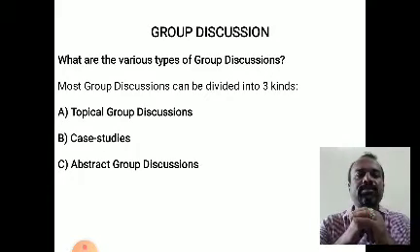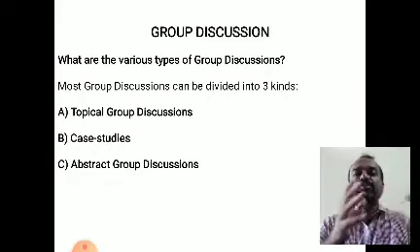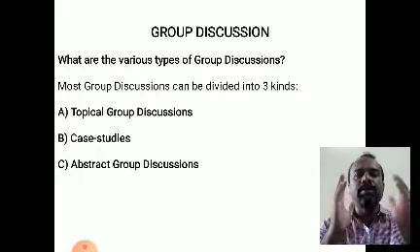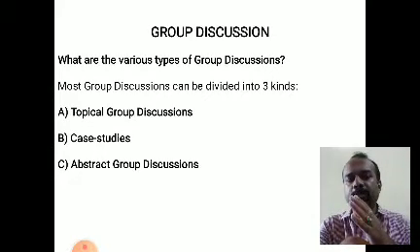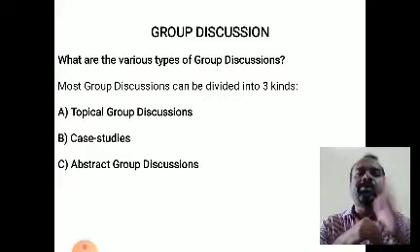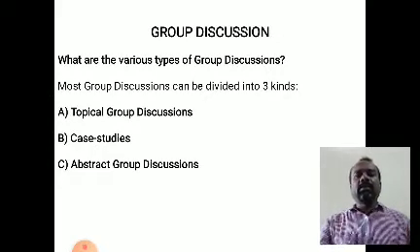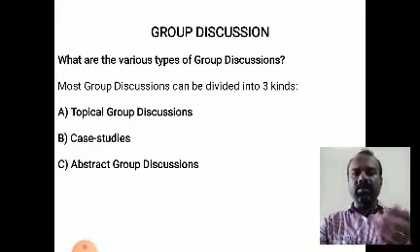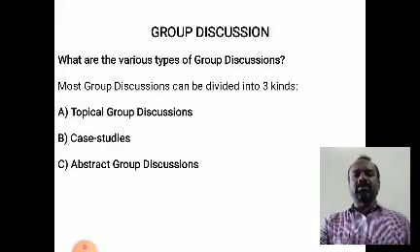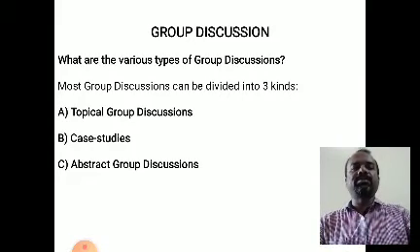In abstract group discussion, there is nothing to be discussed in such detail, because in group discussion we know that there are time limits. It will be 15 minutes, and may extend to 45 minutes. These are the three various types of group discussion. Number one is topical group discussion, two is case studies, and the last one is abstract group discussion.